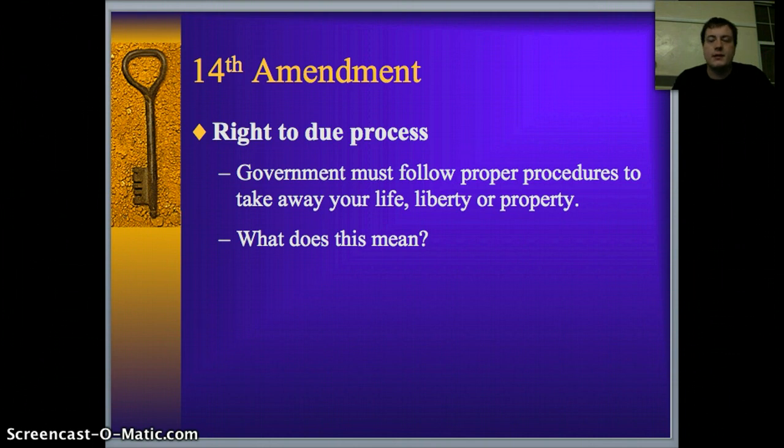What does this mean? It means that the government cannot just arbitrarily, on a whim, kill you, take away your liberty, put you in jail and not allow you to be free, or repossess any of your property without proper procedures first being followed.